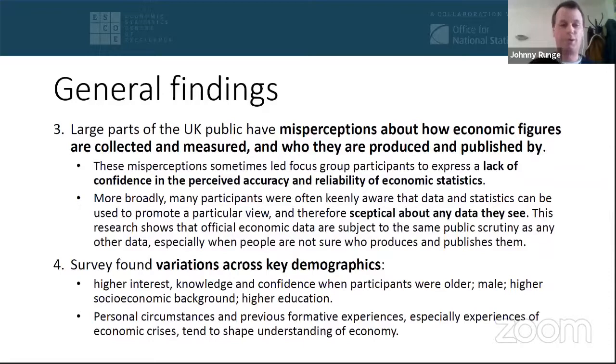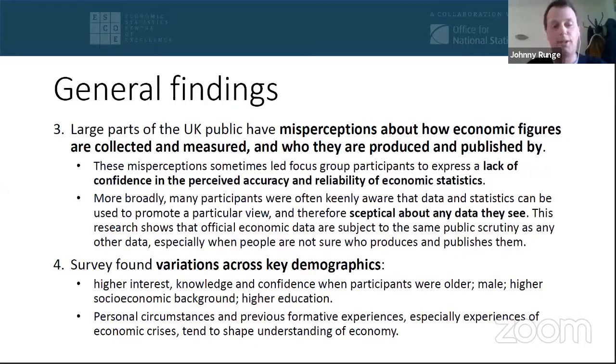You could say that's not very important for the public to know, but what we identified in our focus groups was that it quite often leads people to express a lack of confidence in economic statistics, which I'll talk more about on unemployment. More broadly, it was clear that many participants are keenly aware that data and statistics can be used to promote a particular viewpoint. People are naturally very skeptical about any data they see. Even with official economic data, which economists often trust a lot, the public, partly because they're not sure who produces or publishes them, subject that to the same public scrutiny as any other data.